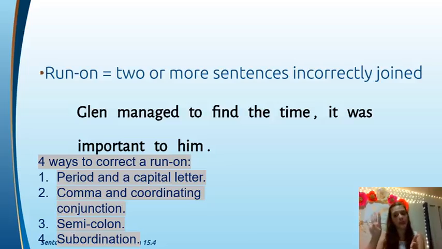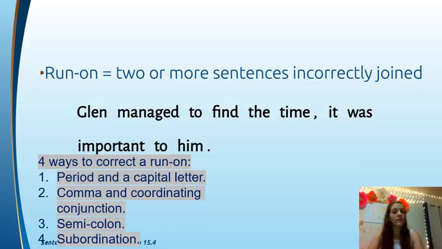There are 4 ways to correct a run-on, which we've gone over before, but it's really good to always remember them. The first one is simply make both of those sentences into separate sentences. Put a period and a capital between them. Okay? So it would be just Glenn managed to find the time, period, capitalize it, different sentence.